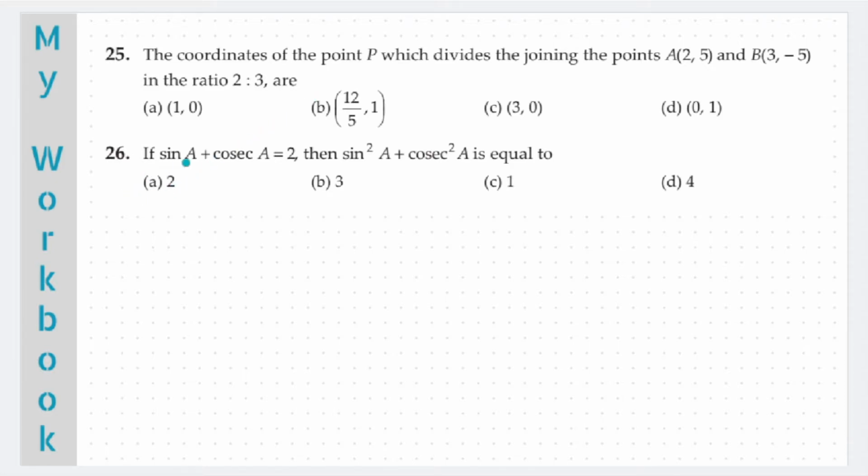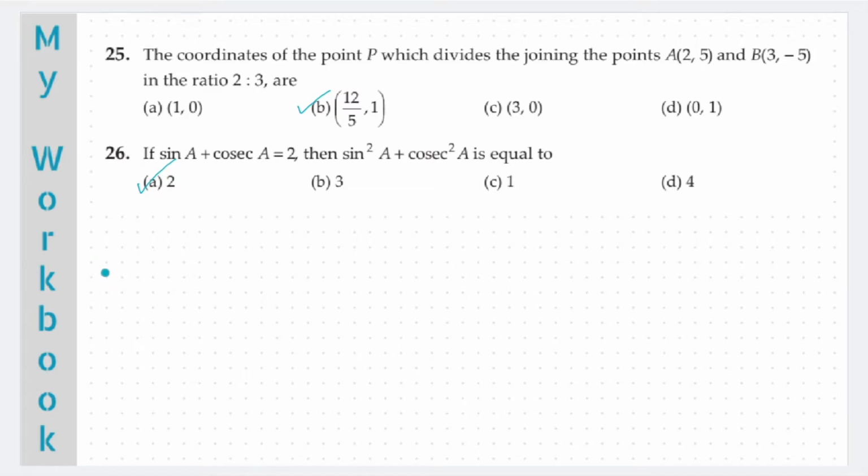26th question is from trigonometry. Sin A plus cosecant A is equal to 2. Then sin square A plus cos square A is equal to. For 25, the correct answer is B, 12 by 5 and 1. And for 26th question, the correct answer is option A, 2.